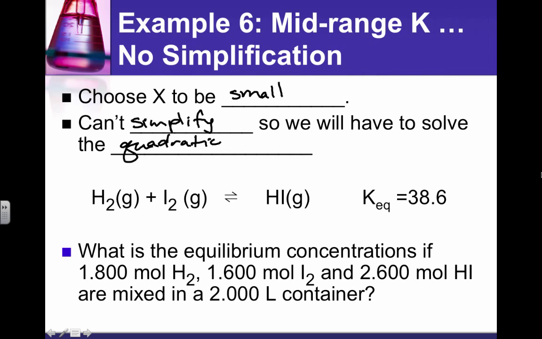So pay attention, because moles per liter gives us molarity. So I have 0.9 molar hydrogen, 0.8 molar iodine, and 1.3 molar HI, all mixed together. So let's put this into our RICE table.